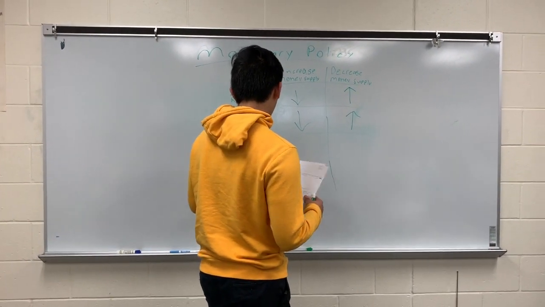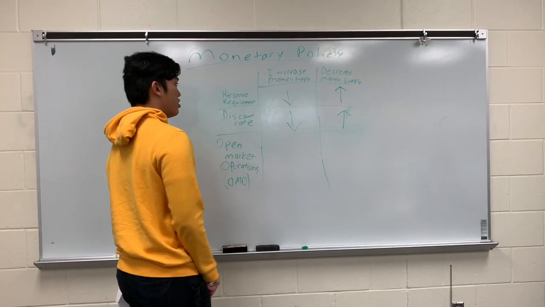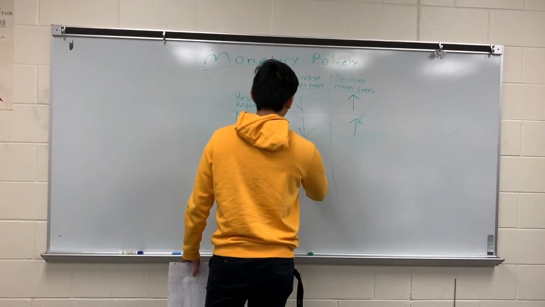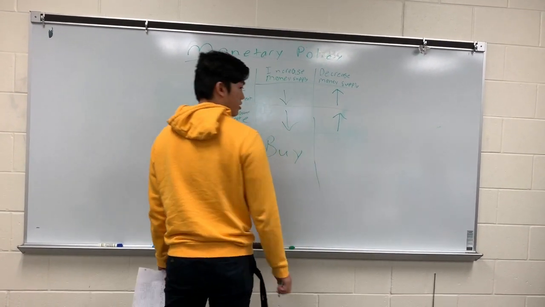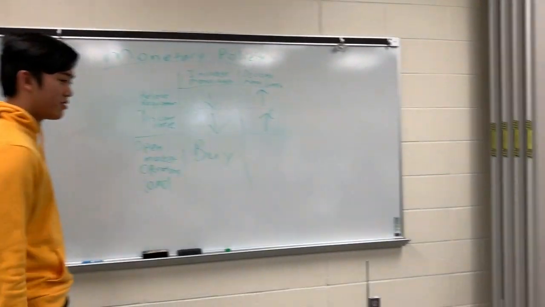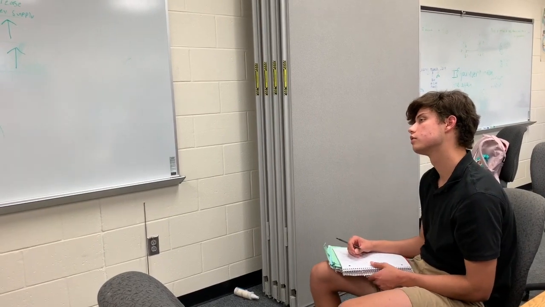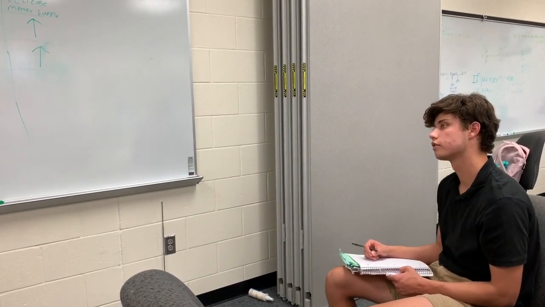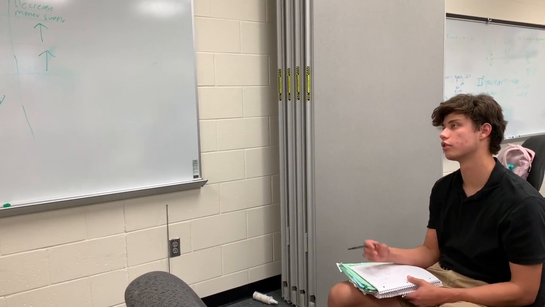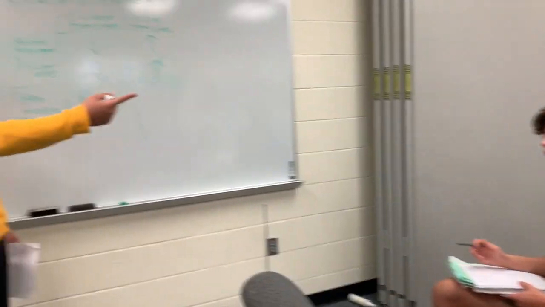Now, for open market operations, if you want to increase the money supply, you have to buy bonds. Buying bonds, tell me about it. So in open market operations, the Federal Reserve would buy bonds from the general population in order to put more money into the economy, correct? You got like half of it.